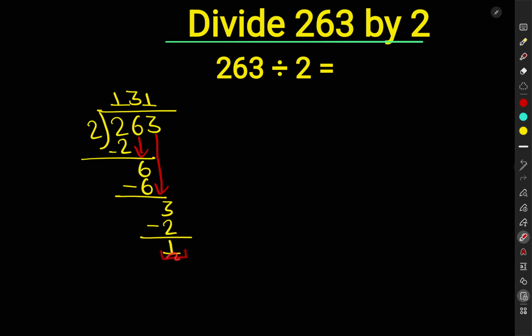So now this 1 is less than 2 and there is no other number beside. So we put here decimal so that we take 0. So now it became 10 and 2 times 5 means 10. On subtracting we get 0. So 263 divided by 2 is 131 decimal 5.